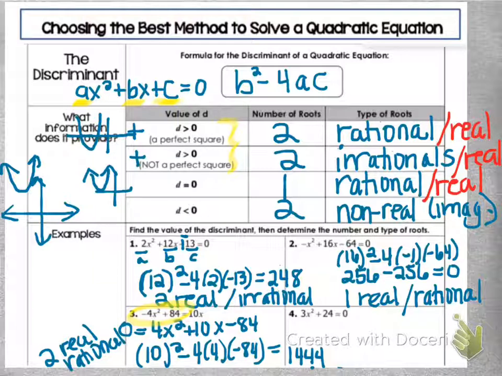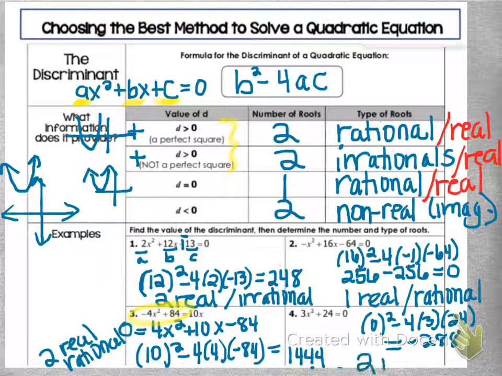So now the next one, notice this one does not have a b. So that means the b is 0. So this would be 0 squared minus 4 times the a, which is 3, times the c, which is 24. And certainly that's going to be something negative. So that's negative 4 times 3 times 24, which is negative 288. And because I have a negative number, I know that that's going to be two non-real solutions or imaginary solutions.